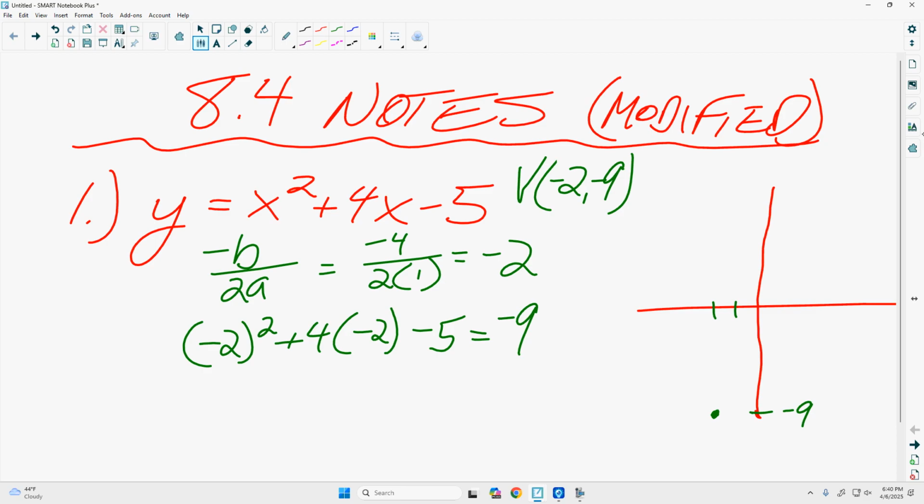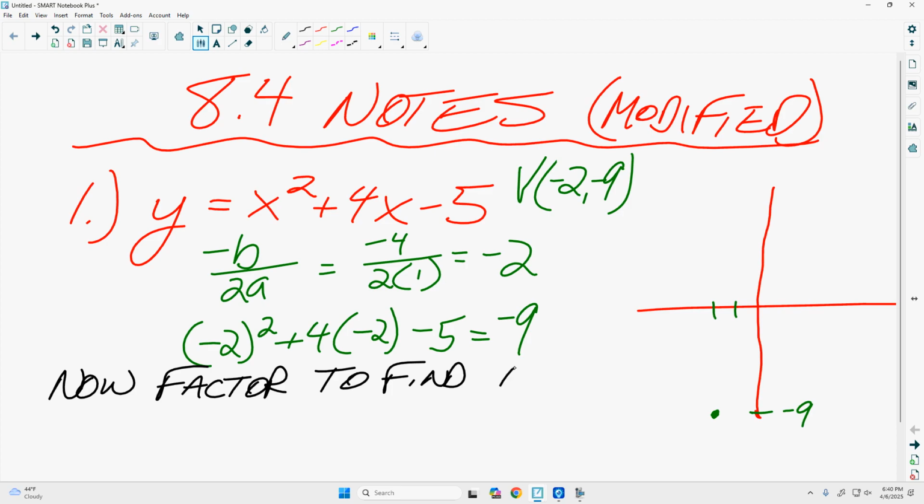So now this is new. Now factor to find the zeros. I really like to call them the roots. The roots are also called the solutions, okay? Now factor to find the roots. And you're like, factor what?